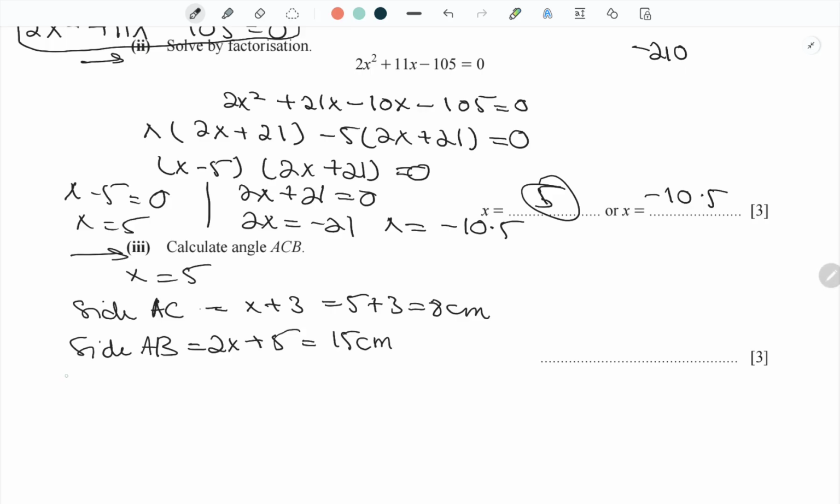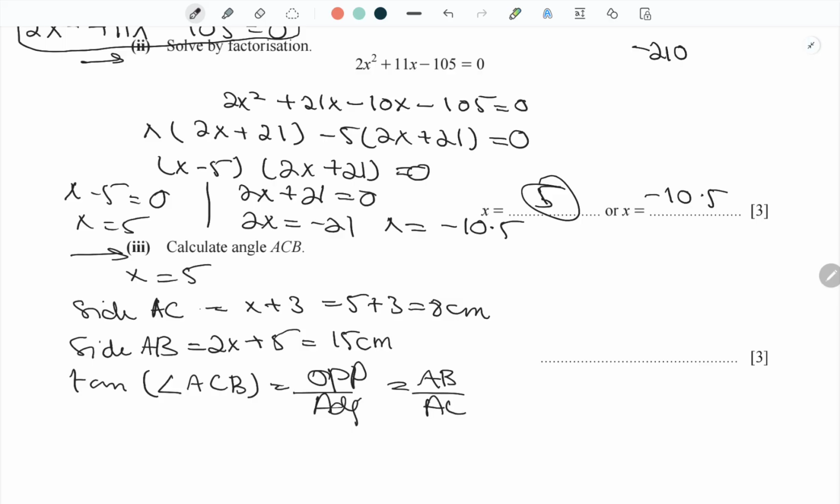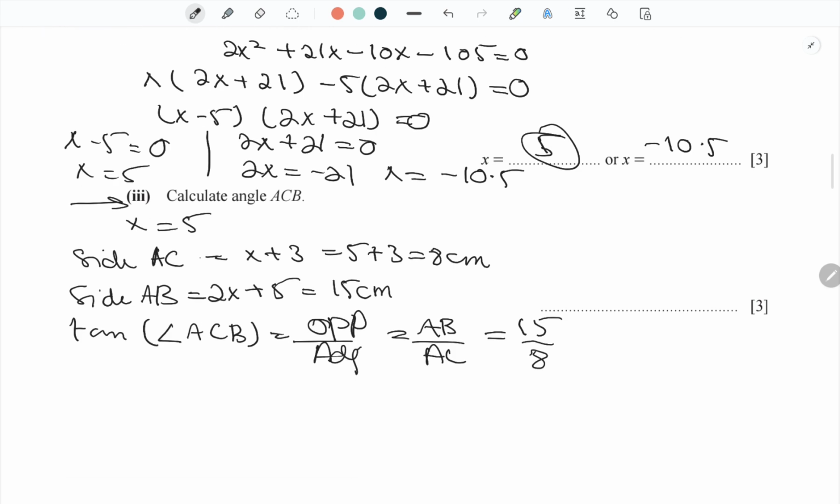The ratio is, write the answer in your comment. The ratio is tan theta, right? So tan angle ACB is opposite over adjacent. The opposite is AB and the adjacent is AC. We substitute the value 15 over 8, and now we simplify that one.